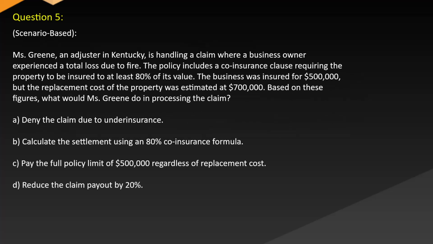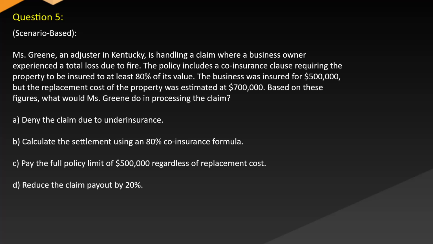Question 5, scenario-based. Ms. Green, an adjuster in Kentucky, is handling a claim where a business owner experienced a total loss due to fire. The policy includes a coinsurance clause requiring the property to be insured to at least 80% of its value. The business was insured for $500,000, but the replacement cost of the property was estimated at $700,000. Based on these figures, what would Ms. Green do in processing the claim?